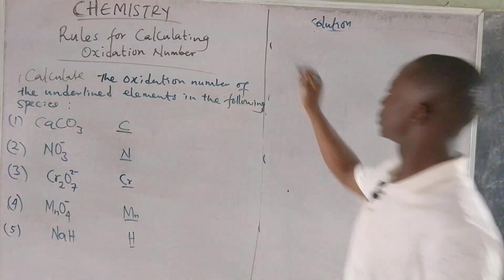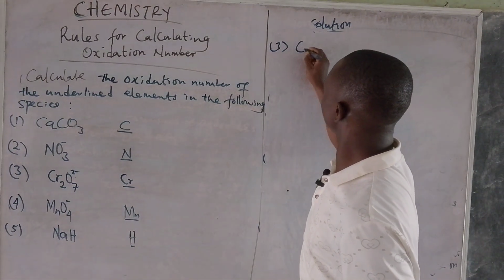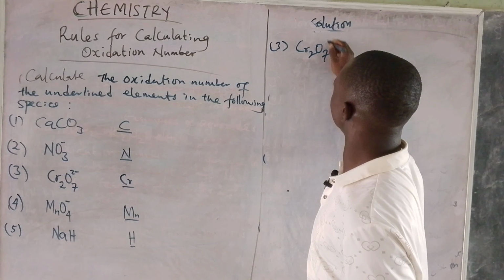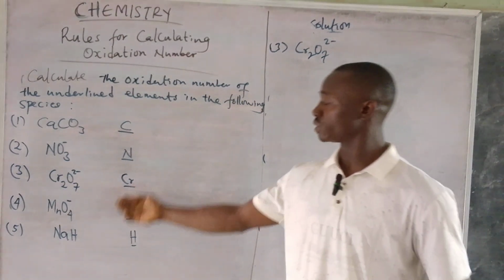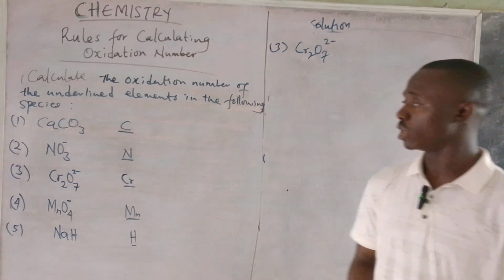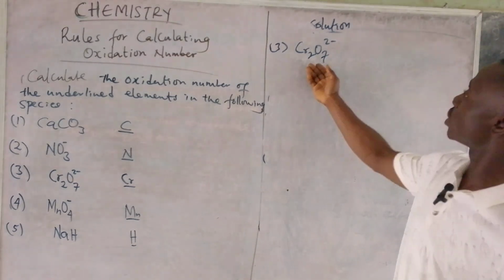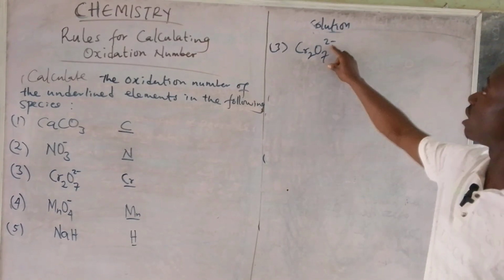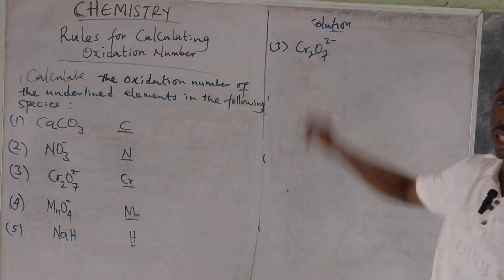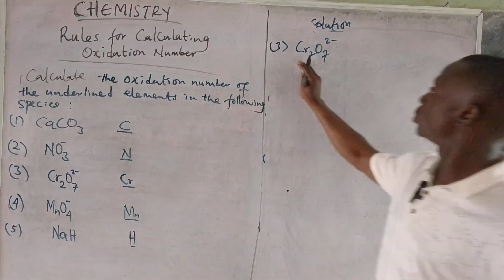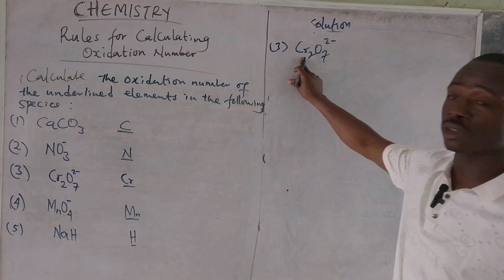Number 3 says Cr2O7 2-. Then we have to find the oxidation state of Cr, which is chromium. Now this one is also a radical, and the radical is carrying a charge of -2. So the whole of chromium and oxygen is carrying a charge of -2. So how do we get the oxidation state of chromium here?